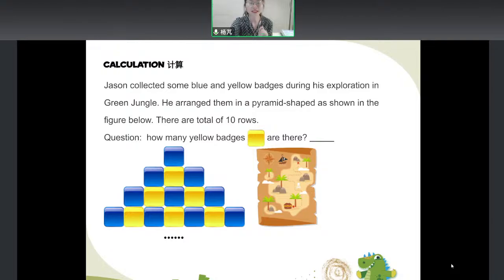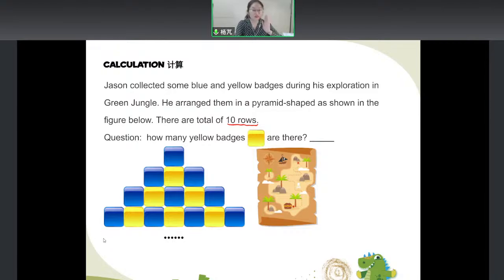Let's see. This question is: Jason collected blue and yellow baggage during his exploration in the green jungle. He arranged them in a pyramid shape as shown in the figure below. There are a total of 10 rows. I want to know how many yellow baggage there are. So we just need to count out the yellow ones and ignore the blue ones. With this question, actually you can draw them out.